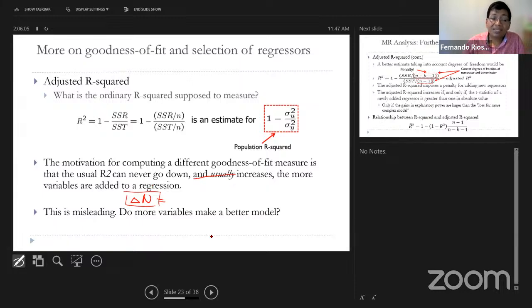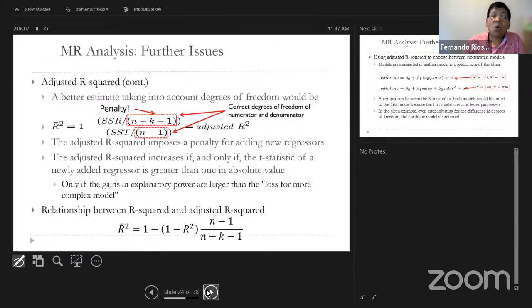So how do we adjust the R-square so it doesn't always increase the more variables we add? Well, we add a penalty. And the way to add a penalty is to say that the numerator of the model, which is trying to measure how much is left unexplained, will have to be inflated for the fact that you're using more explanatory variables.